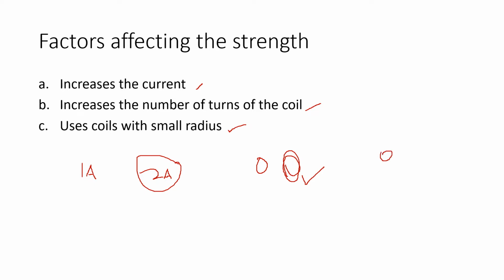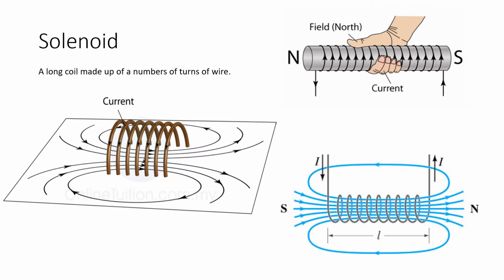Smaller one, higher one. Which one has a higher electromagnetic strength? Both are applied with the same amount of current, so the one with the smaller radius will generate a stronger electromagnetic field. Let's go for solenoid. What does solenoid mean? A solenoid is a long coil made up of a number of turns of wire. This is the solenoid.